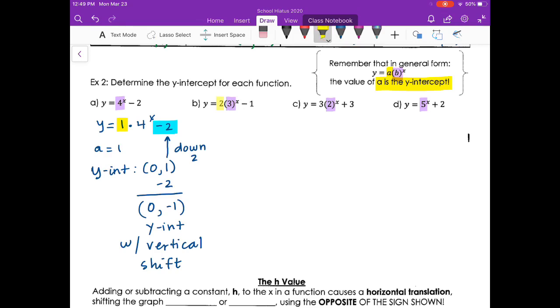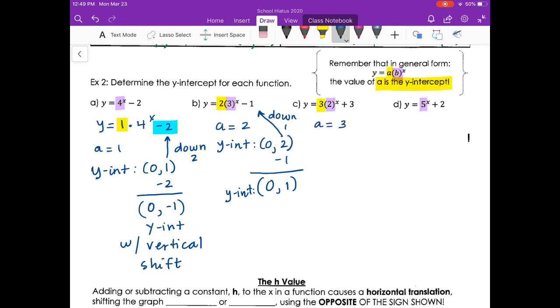For example 2b, my leading coefficient is 2. The a value is 2, so the y-intercept is (0, 2). This function has a vertical shift down 1 unit, so I'll subtract 1 from my y-intercept, giving me a new y-intercept of (0, 1). Example 3c has a y-intercept of (0, 3) and a vertical shift up 3 units. So we'll add 3 to the y-intercept, giving us a transformed y-intercept at (0, 6).